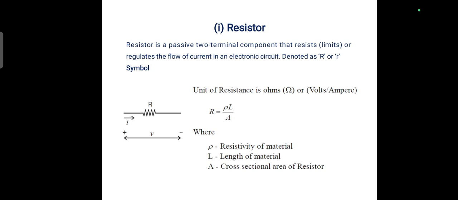The unit for resistance is ohms. And we can also write the equation of the resistance: R is equal to rho L by A, where rho is the resistivity of the material, L is the length of the material, and A is the cross-sectional area of the resistor.